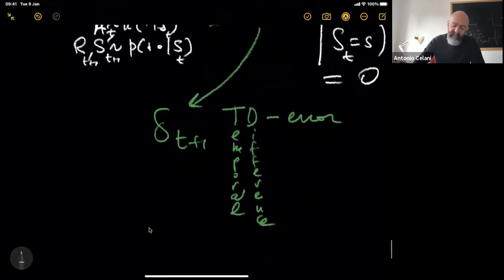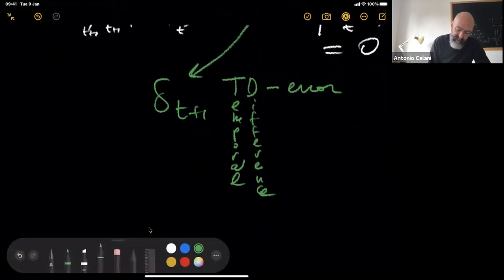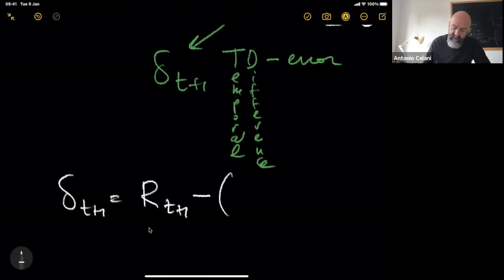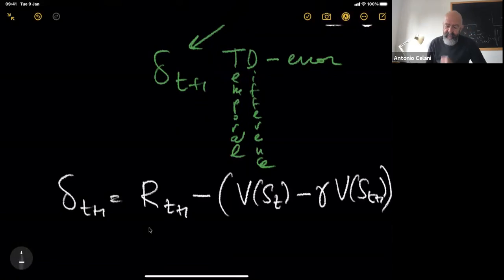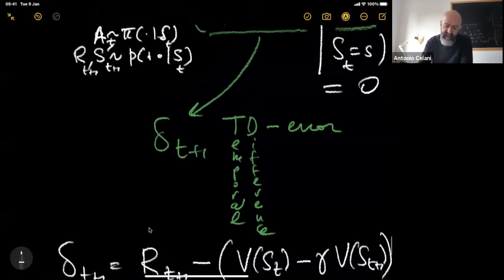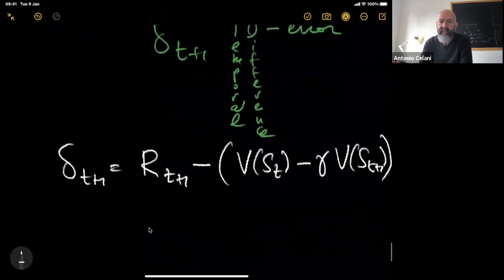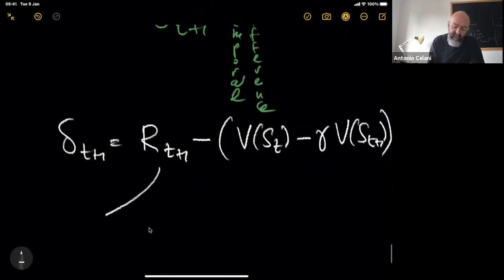Okay, so let's have a look at it. So we can rewrite this delta t plus 1 as the current reward minus the value function in that state minus gamma, the value function in the subsequent state. This is just a very simple rewriting of this term in which I collected the minus sign in front of this. And when we write it like this, we see that this is the actual reward at time t plus 1.